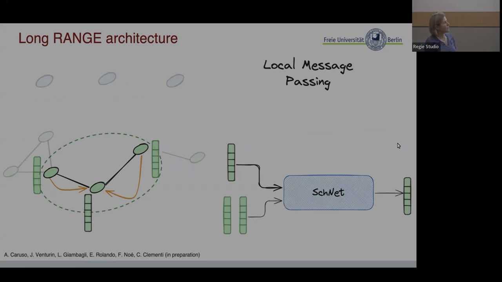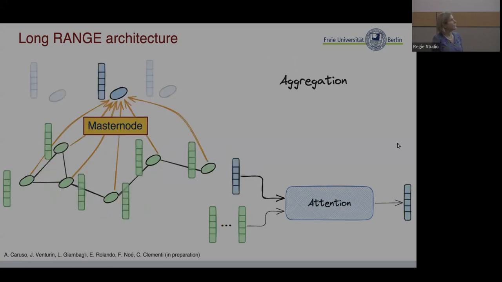We have a local message passing. This is the graph neural network. We start from a point, you have a cutoff, you go through your layers. Then we introduce master nodes or global nodes. These are nodes that see everything. They see all the nodes in the network. All the nodes talk to the master nodes.